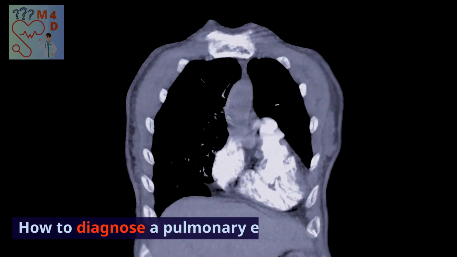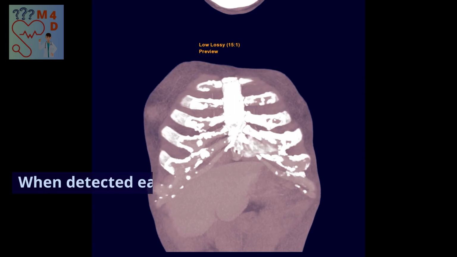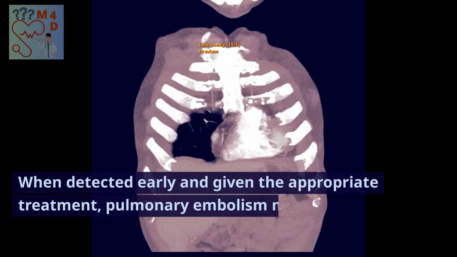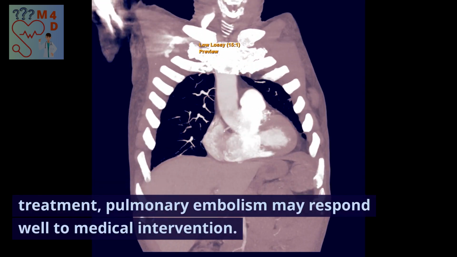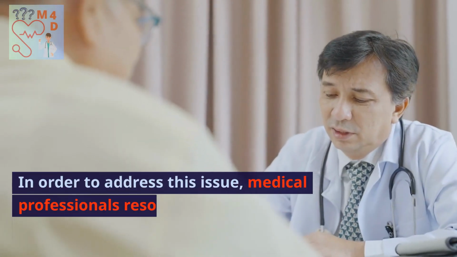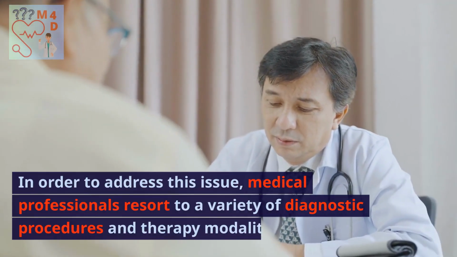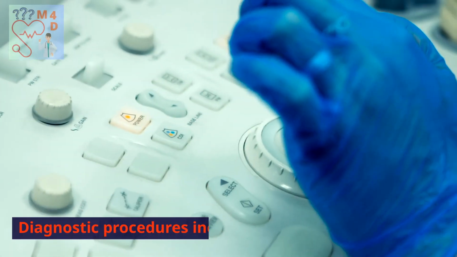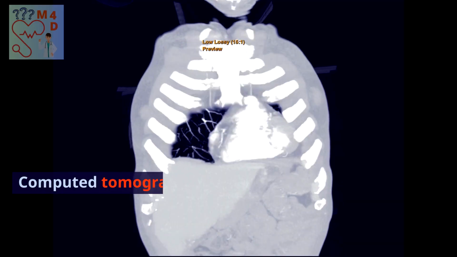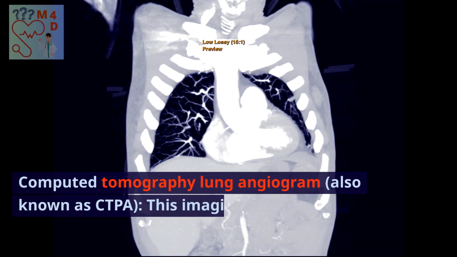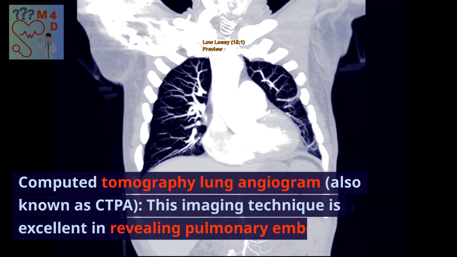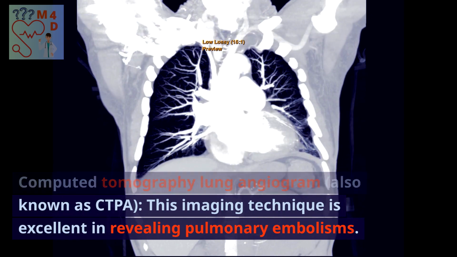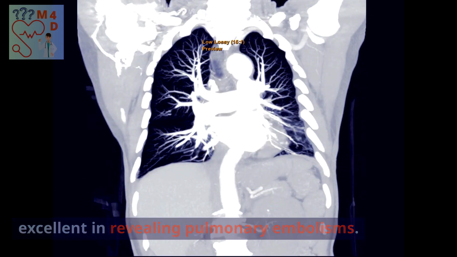How to diagnose a pulmonary embolism. When detected early and given the appropriate treatment, pulmonary embolism may respond well to medical intervention. In order to address this issue, medical professionals resort to a variety of diagnostic procedures and therapy modalities. Diagnostic procedures include computed tomography pulmonary angiogram, also known as CTPA. This imaging technique is excellent in revealing pulmonary embolisms.